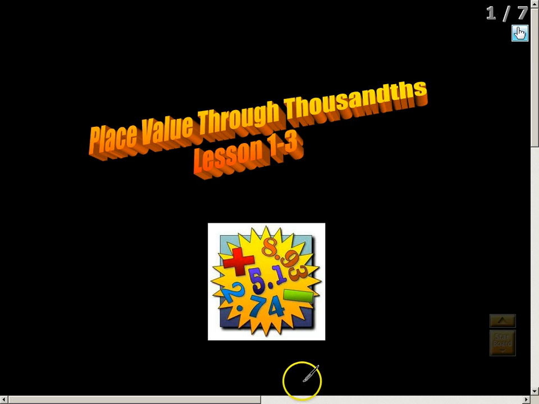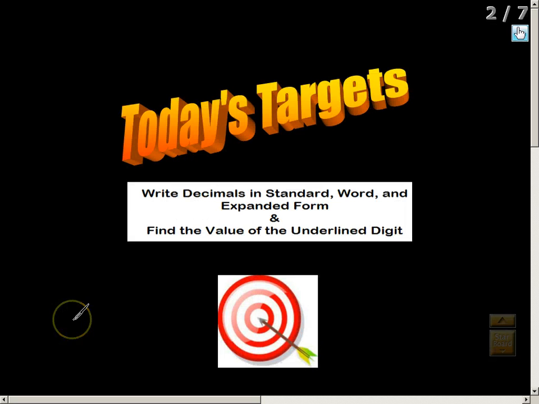In this video, we're going to take a look at place value through the thousandths. Our goal in this video is to be able to write decimals in standard, word, and expanded form, and also find the value of the underlined digit, or possibly even the red digit, in each number. Now we're going to build upon what we learned previously as far as standard, word, and expanded form. The only thing we're going to do now is just add a decimal within the numbers.